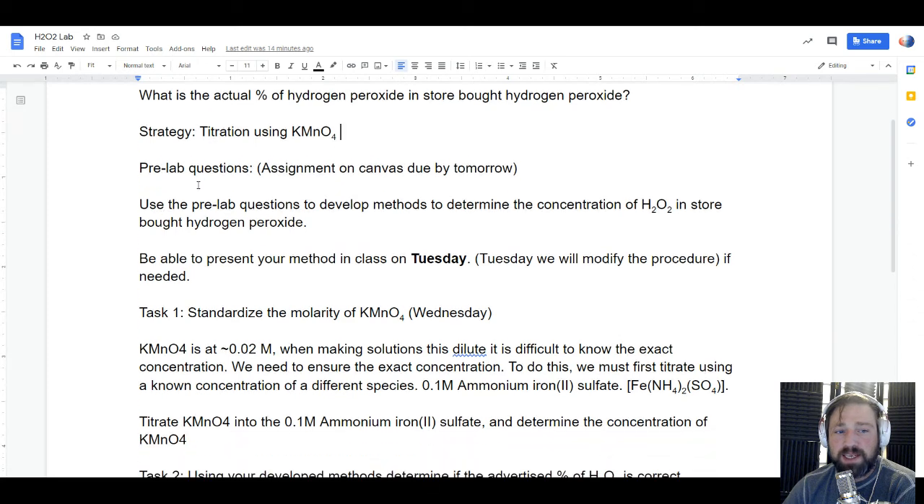I have an assignment with a bunch of pre-lab questions. These questions will help guide you to developing methods. You're going to need to go through and develop your own methods to determine the concentration of hydrogen peroxide in store-bought hydrogen peroxide. You're developing your own methods. Now, the questions on the assignment are going to really point you in that direction.